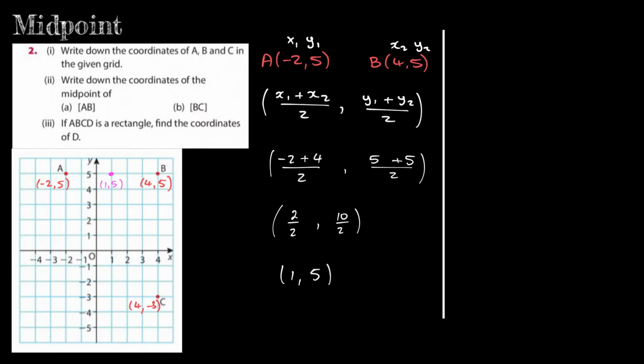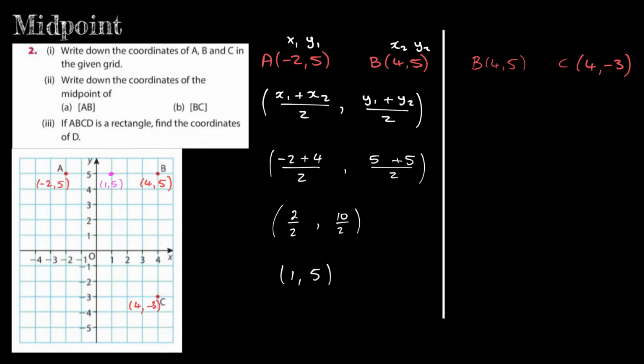So the next one I'm going to look at is the midpoint of BC. To get the midpoint of BC, B is equal to 4, 5, and C is equal to 4, -3. Okay, perfect. So I'm going to get the midpoint of those two points.